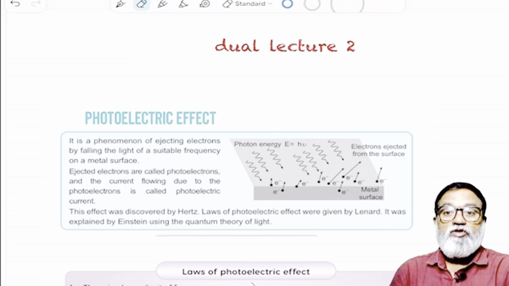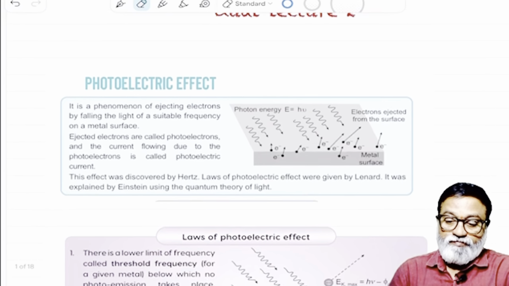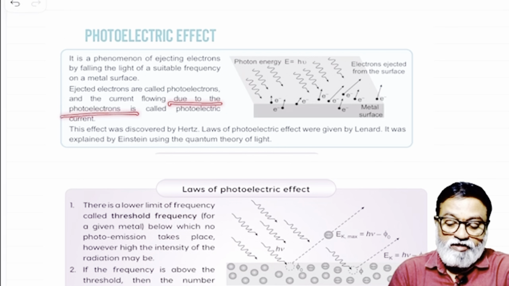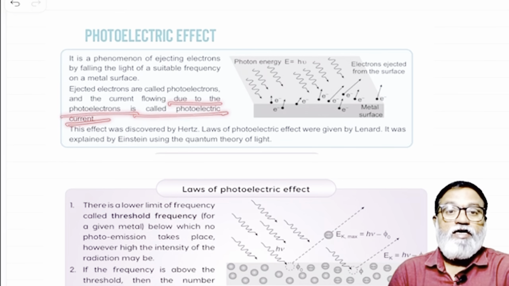This is lecture number 2 from Dual Nature of Matter and Radiation. In this lecture, we are going to discuss the photoelectric effect. Photoelectric effect is a phenomenon of ejecting electrons by falling light of suitable frequency on a metal surface. Ejected electrons are called photoelectrons, and the current flowing due to the photoelectrons is called photoelectric current.